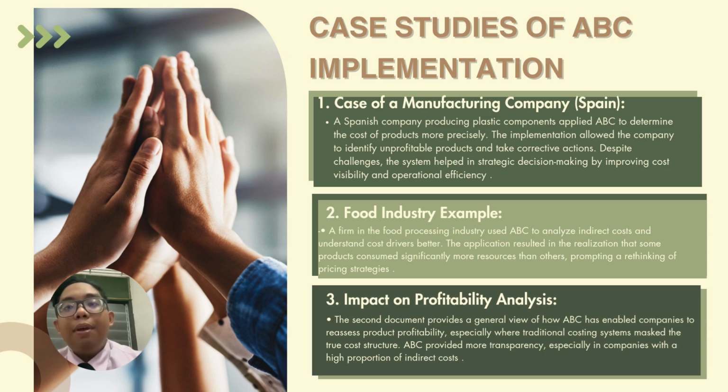Third is the impact on profitability analysis. The second document provides a general view of how ABC has enabled companies to reveal product profitability, especially where traditional costing systems mask the true cost structure. ABC provides more transparency, especially in companies with a high proportion of indirect costs.